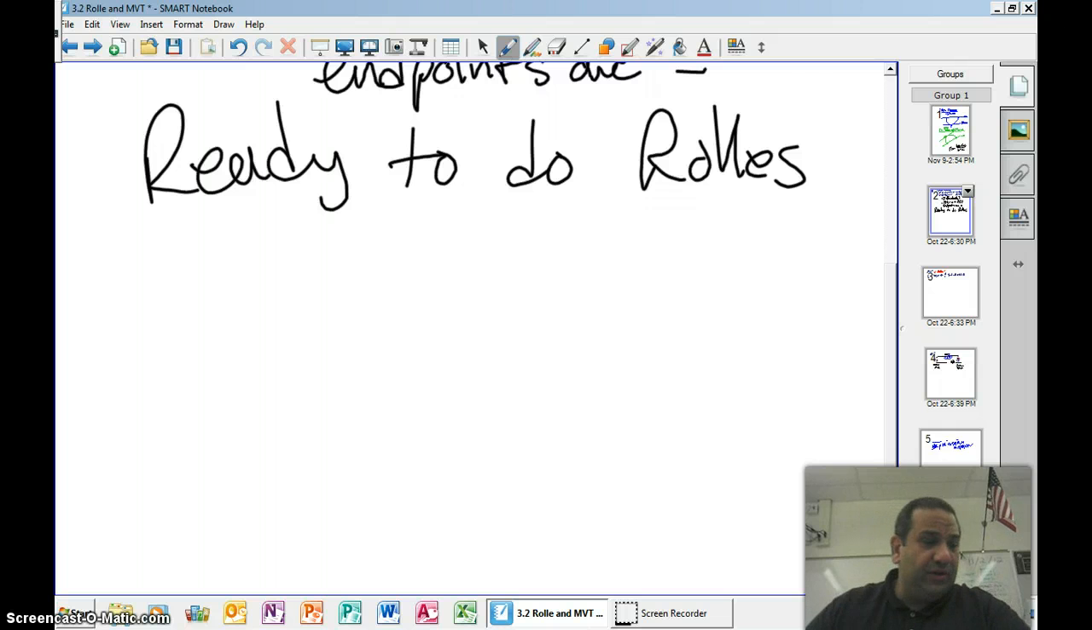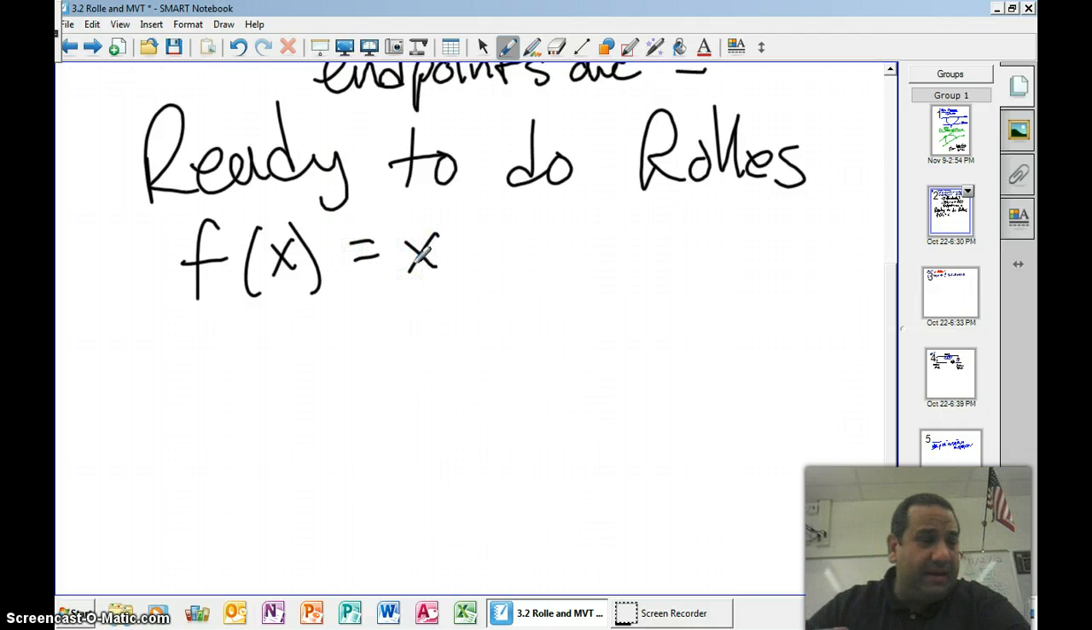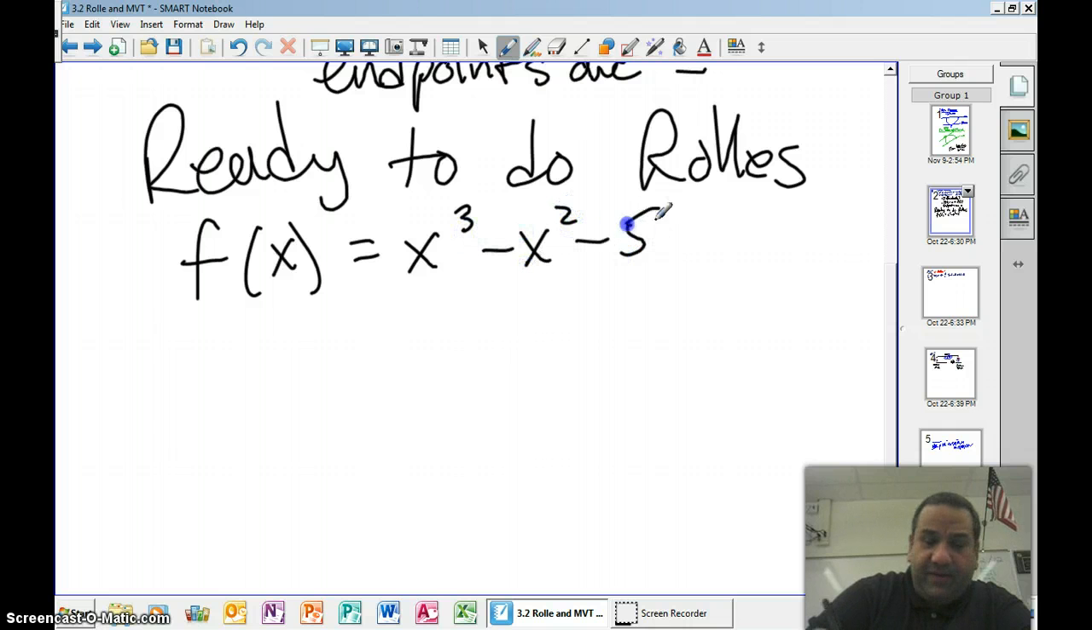All right? The first thing we're going to do is take the function and expand it. It expands after you FOIL and all that happy stuff. It becomes x cubed minus x squared minus 5x minus 3. Take the derivative.